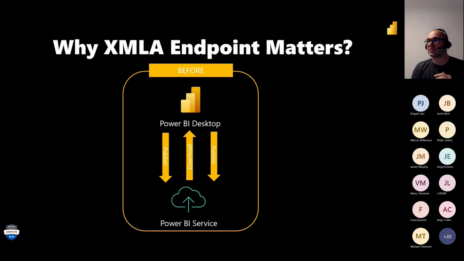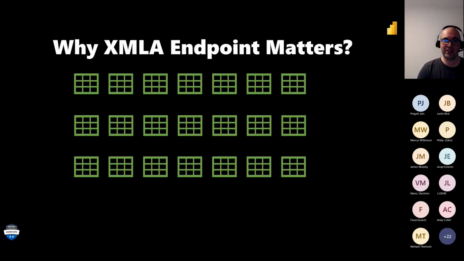And it was an all-or-nothing approach before XML endpoint availability. You couldn't change one table without reprocessing the whole dataset. But we could somehow live with that, let's be honest. However, certain data model properties were completely inaccessible from Power BI Desktop, and there was no way to change their default behavior.